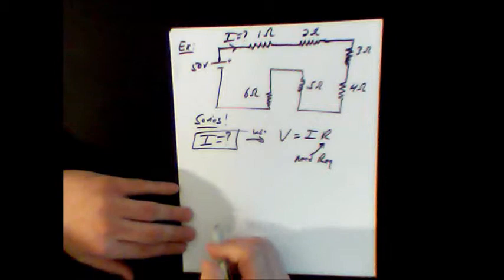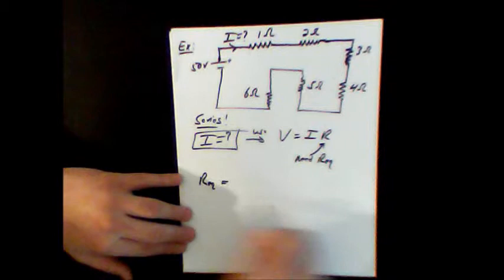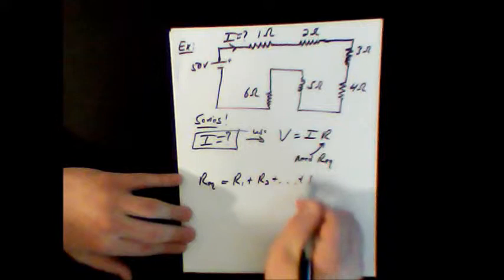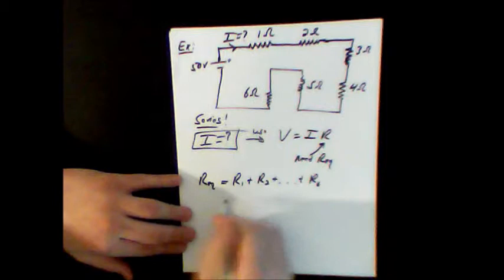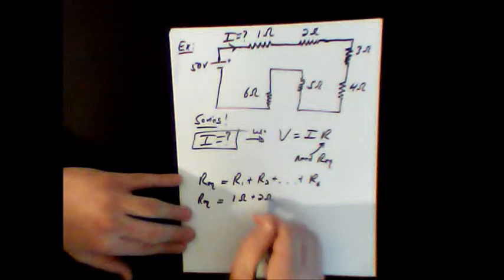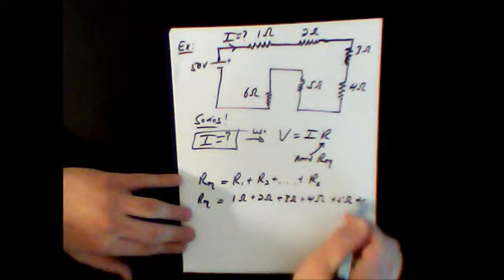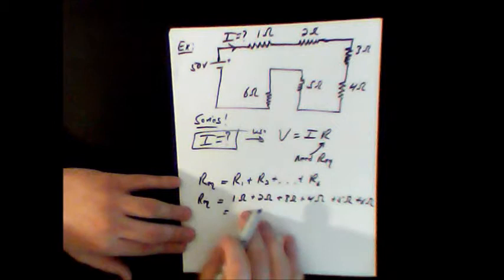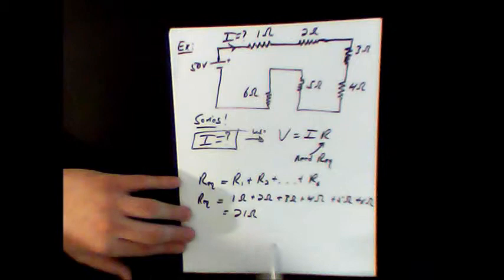For series, the rule is that R equivalent is given by R1 plus R2 plus, in this case, R6. So we're going to add R1, R2, R3, R4, R5, and R6 together, and we're going to get R equivalent. So R equivalent is going to be what? 1 ohm plus 2 ohms plus 3 ohms plus 4 ohms plus 5 ohms plus 6 ohms. 1 plus 2 makes 3, 3 plus 3 makes 6, 6 plus 4 makes 10, 10 plus 5 makes 15, and 15 plus 6 makes 21 ohms. Let's just double check our math really quick. 6, 10, 15, 21, okay, 21 ohms.